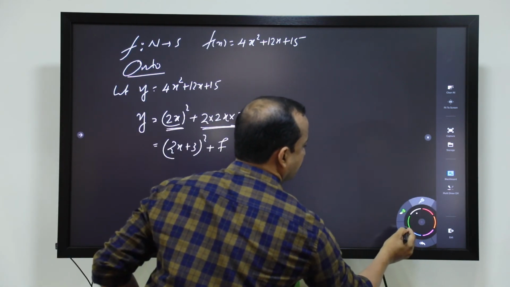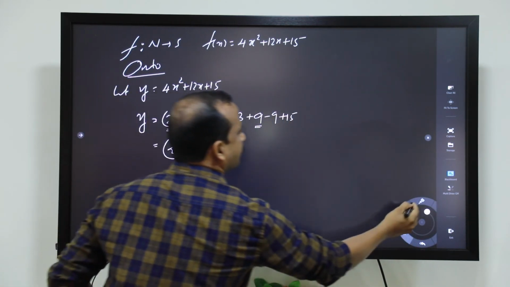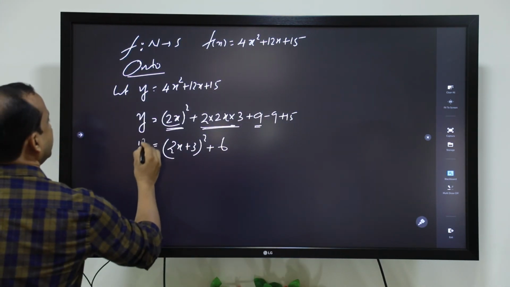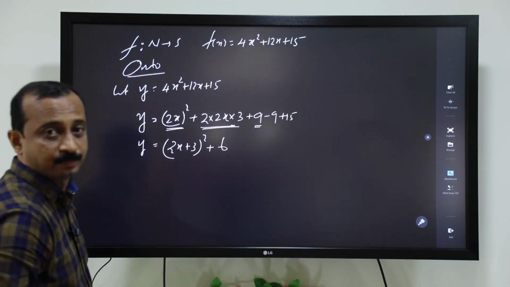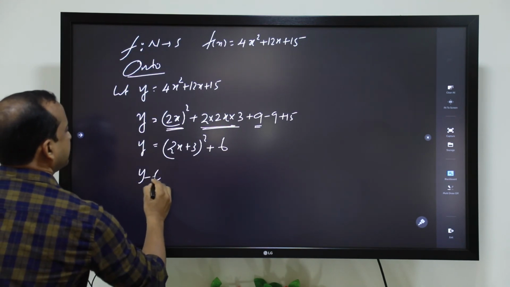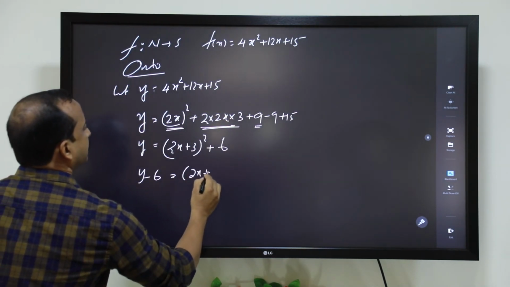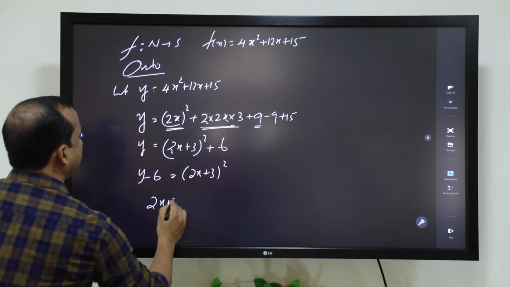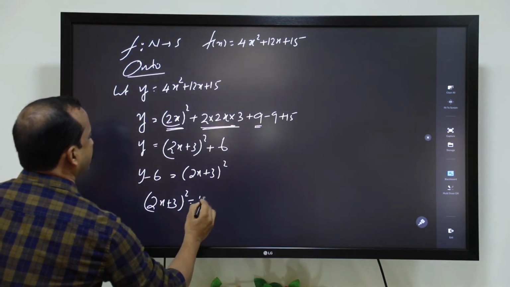Minus 9 plus 15, we get the answer 6, sorry. That is y is equal to (2x plus 3) the whole squared plus 6. That is y minus 6 equals (2x plus 3) the whole squared, and therefore (2x plus 3) the whole squared equals y minus 6.